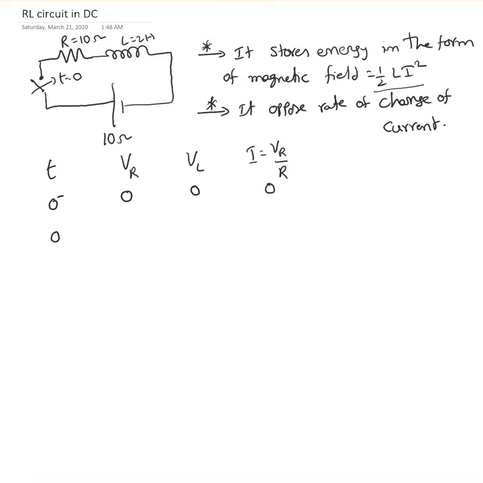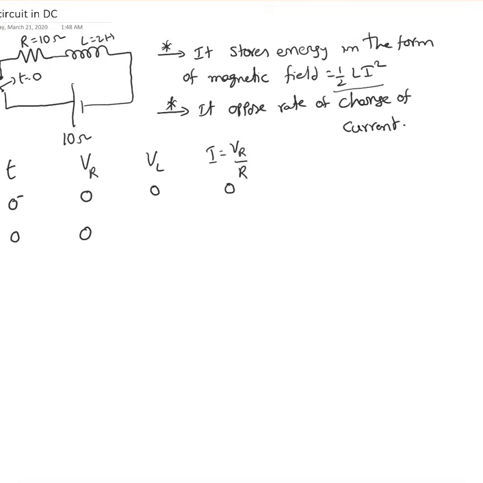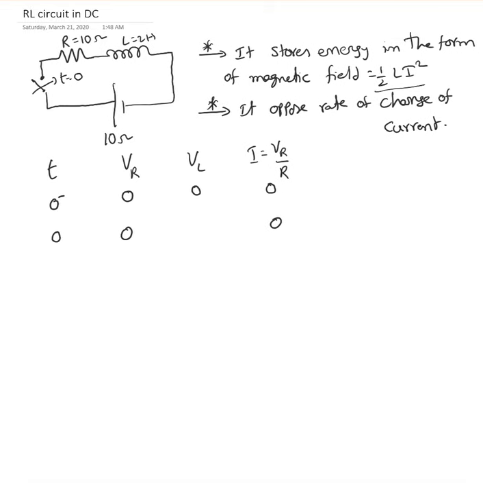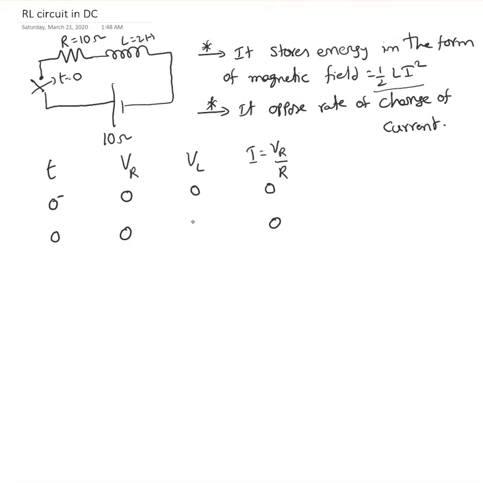So at t equal to 0, the voltage drop across the resistor is going to be 0, because the inductor opposes the rate of change of current. At 0 minus, the inductor current is 0 amperes. At 0, it won't let the current change immediately, so it's still going to be 0 amperes. So V_R is equal to 0, and all the voltage will appear across the inductor.